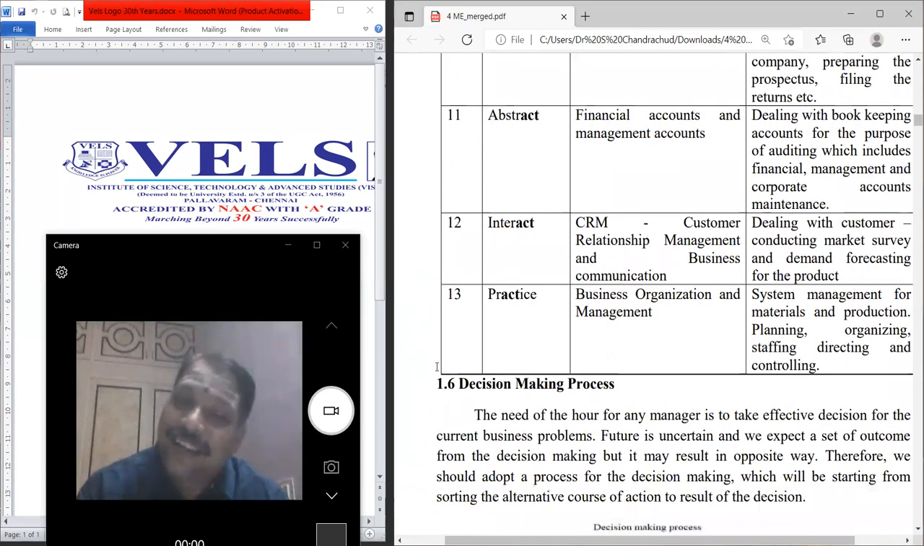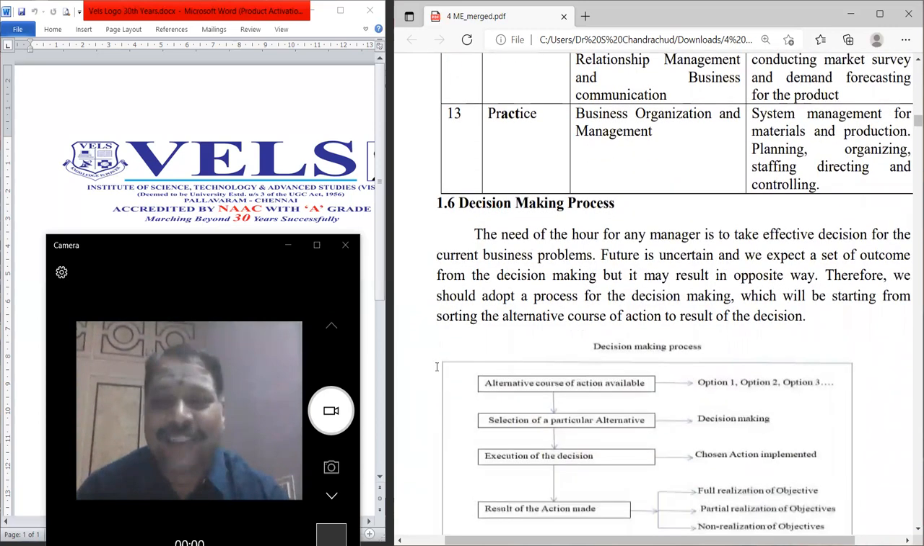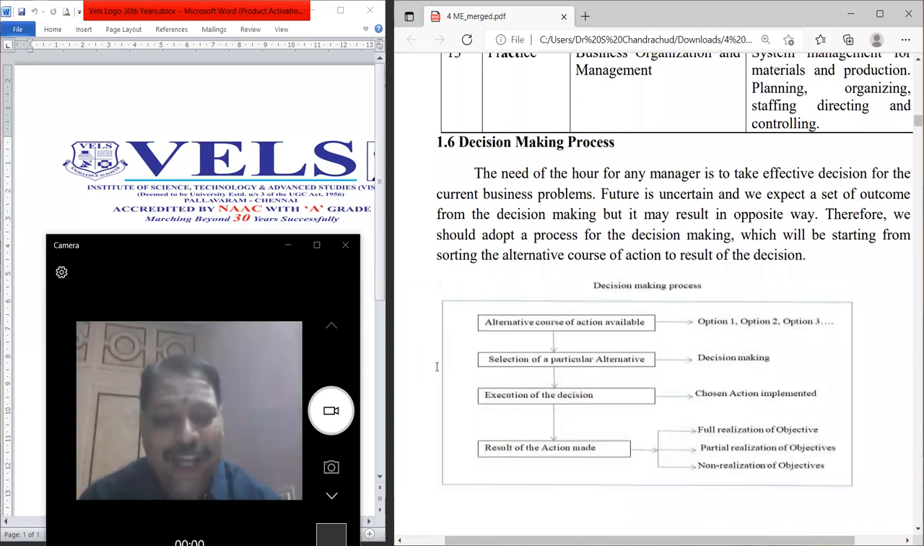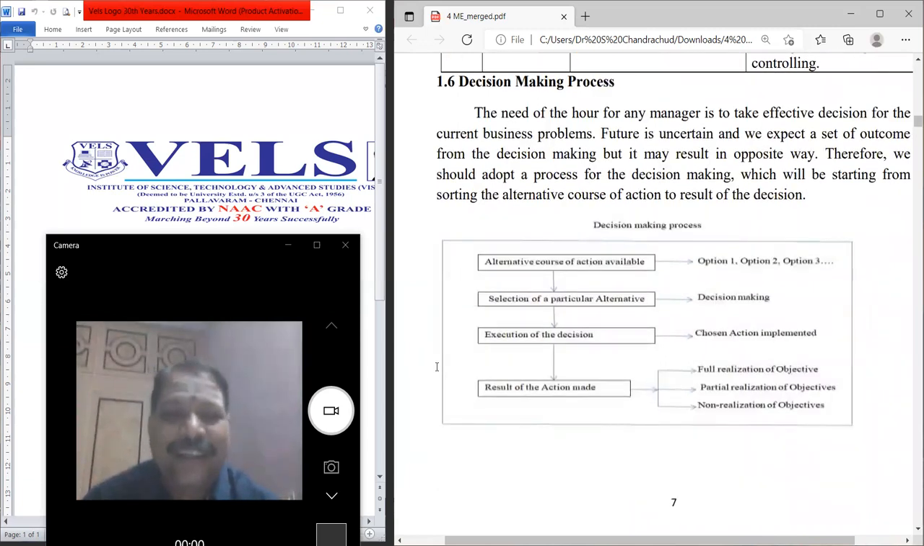Then let me move to the next thing. What is the purpose of managerial economics? Mainly, it deals only with the decision-making process.